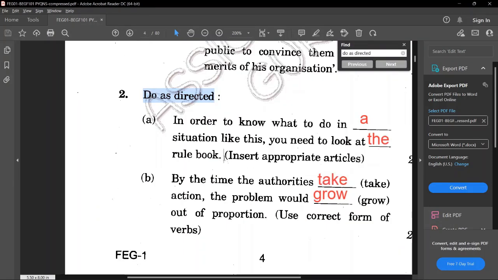So that's it guys, we are back to the first paper now. So this was me covering the grammar part of the BEFG paper.